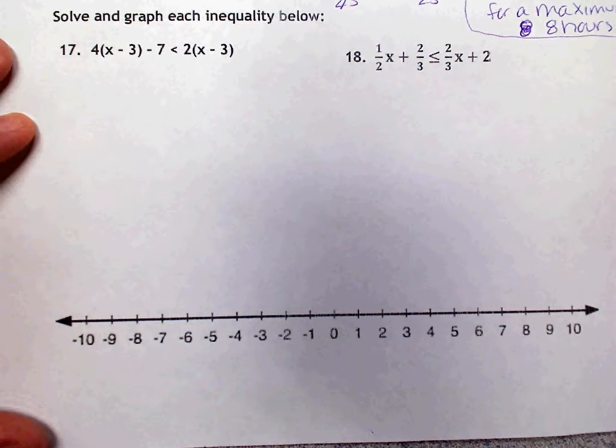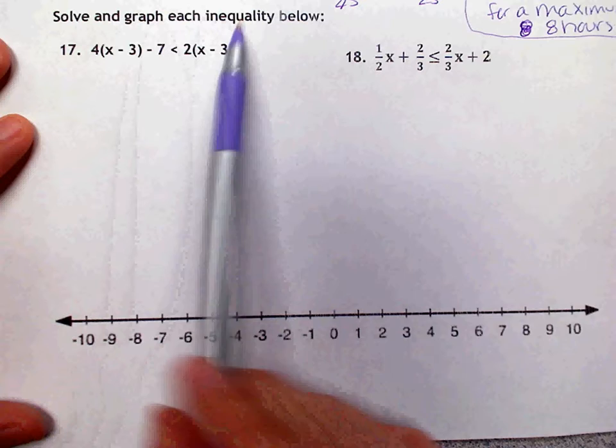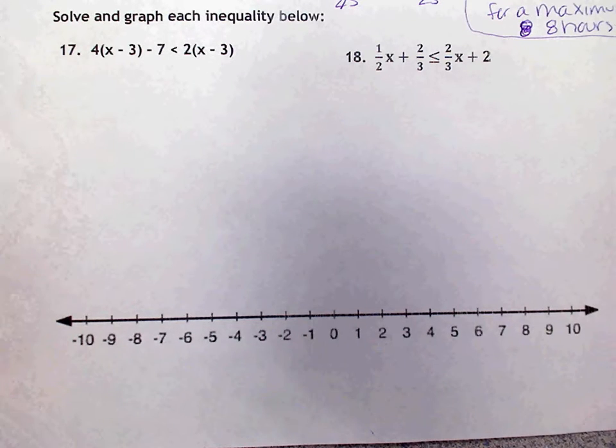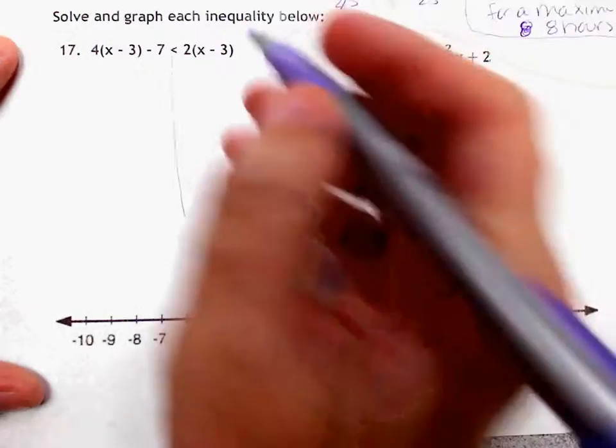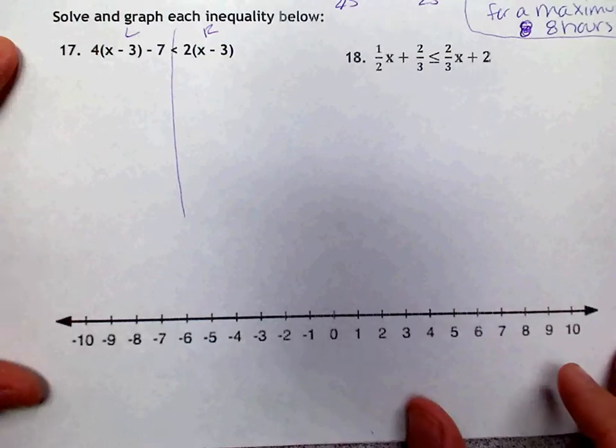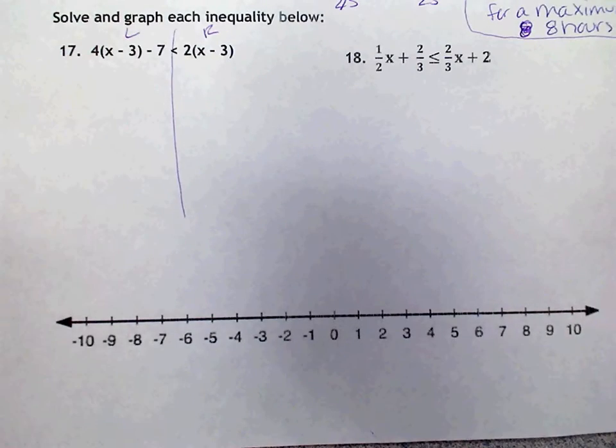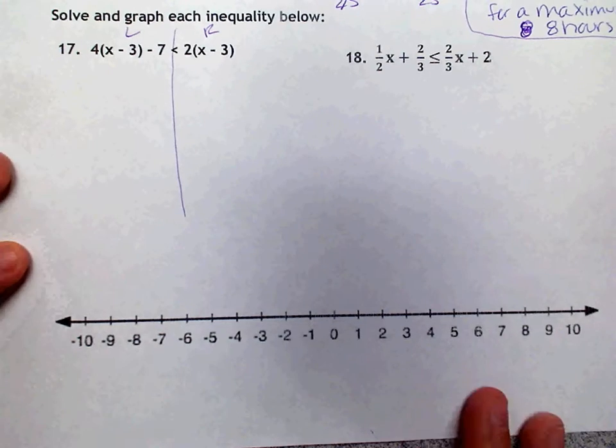Alright, number 17 and 18, it says to solve and graph the inequality. So again, we're going to solve this like we would an equation. We're going to separate the left and the right side, and we're going to distribute, combine like terms, and then get our variables on the same side.